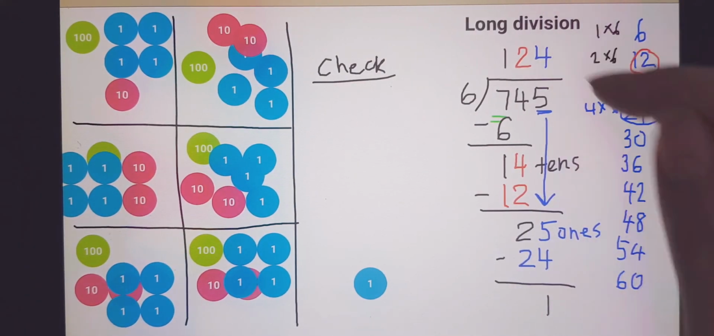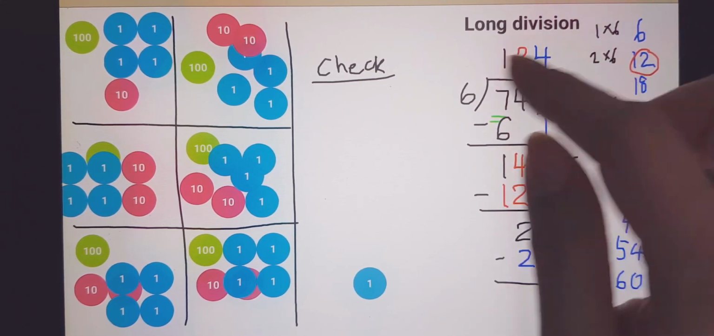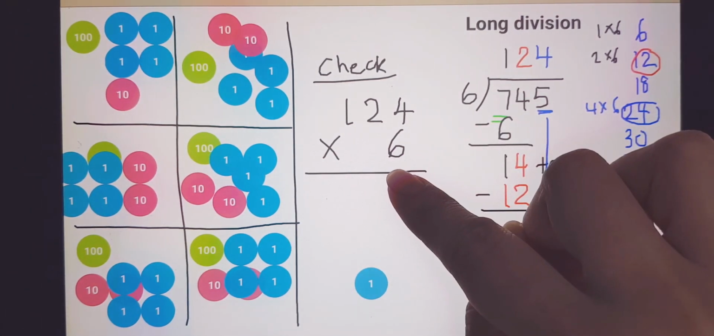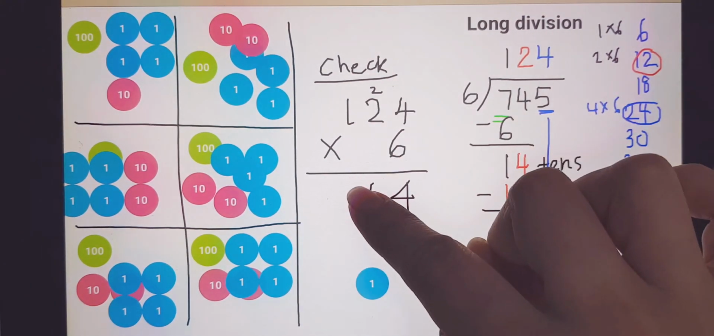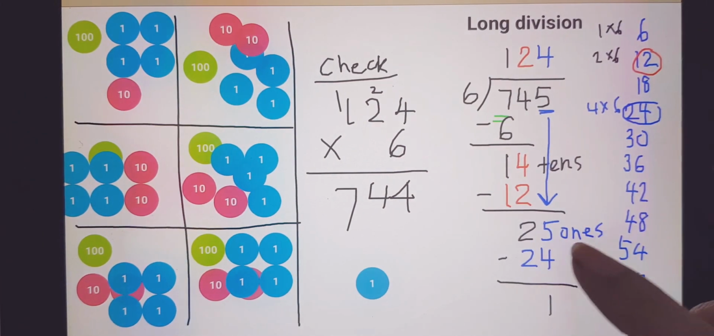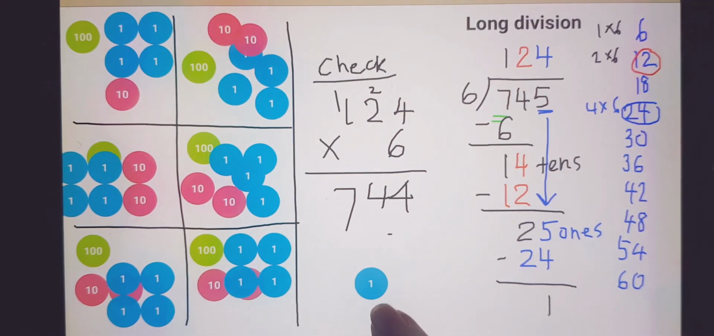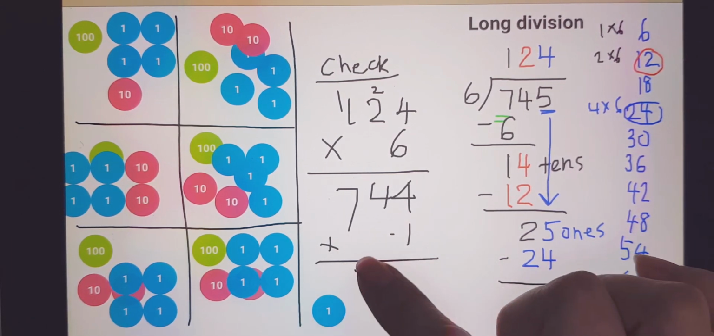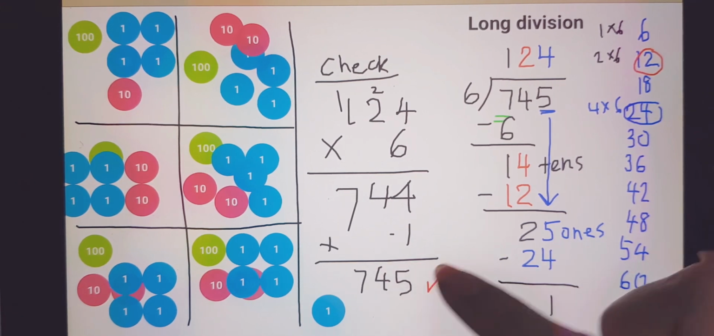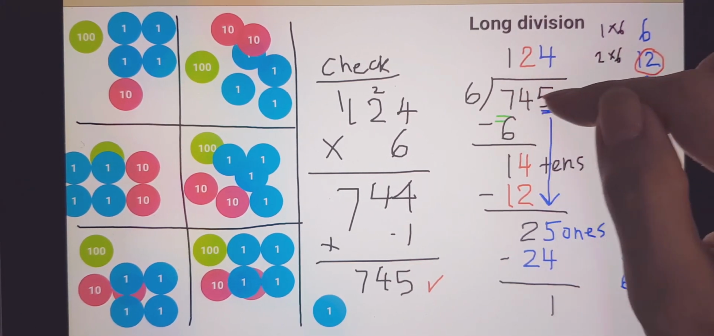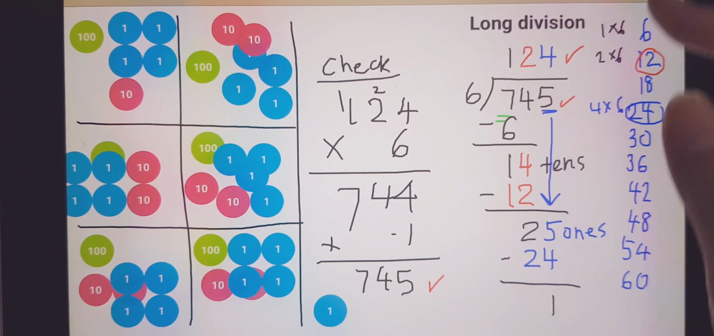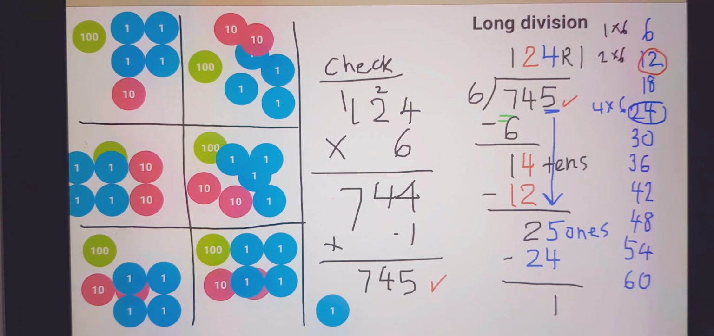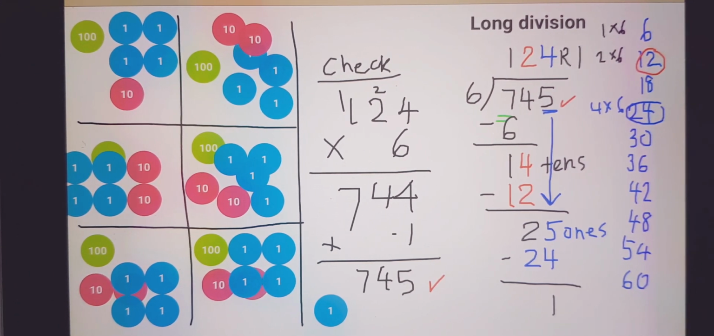To check whether our answer 124 is correct, we are going to use multiplication. 124 times 6 gives 744 in all these 6 groups, plus that 1. Don't forget we have to add back that 1, and we will get 745, which is the same as our dividend, what we started with. And so our answer of 124, and I should write on top, remainder 1, is correct. So that is long division for you.